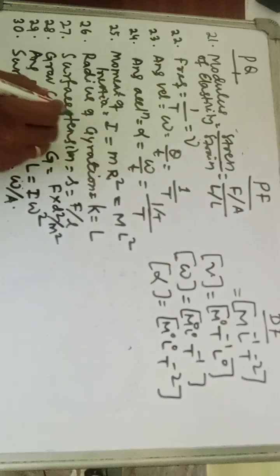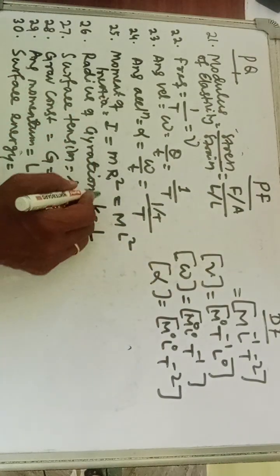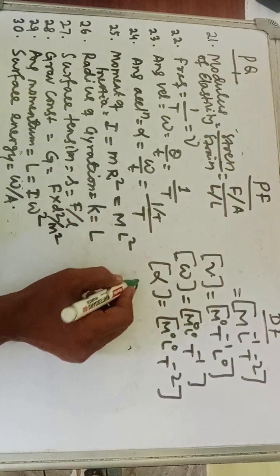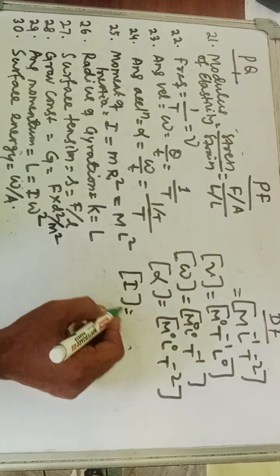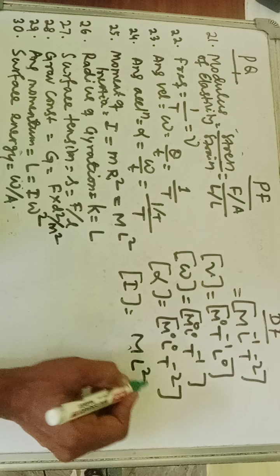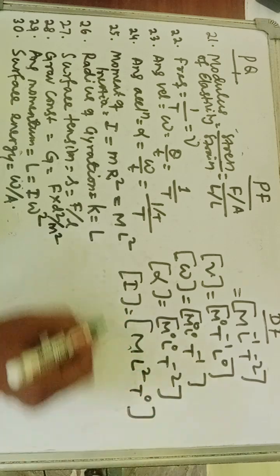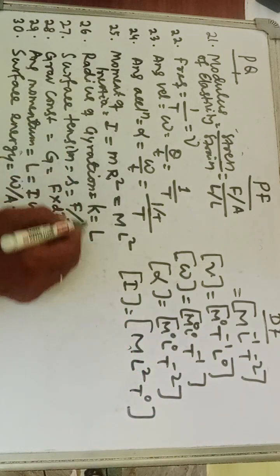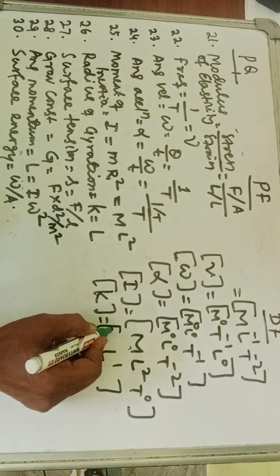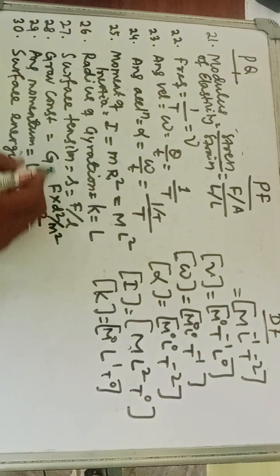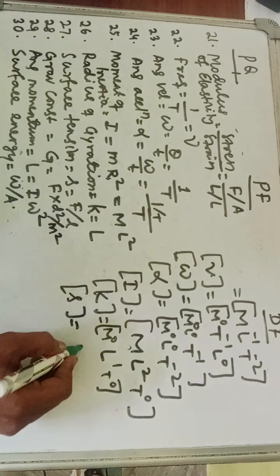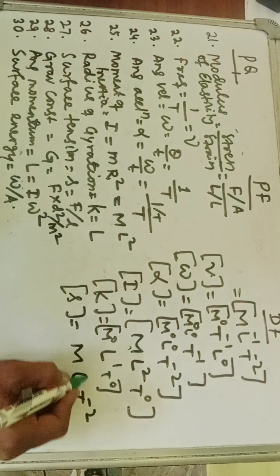Moment of inertia is mass into radius of gyration square, or ML^2, we can say I is equal to mass times length to the power 2. Here T is 0. Radius of gyration is a length, so it is only 1. Then M^0 T^0. Surface tension is force per length, so MLT^-2, then L becomes 0.